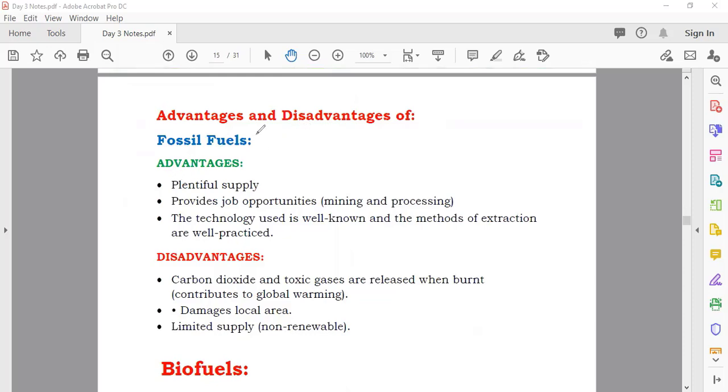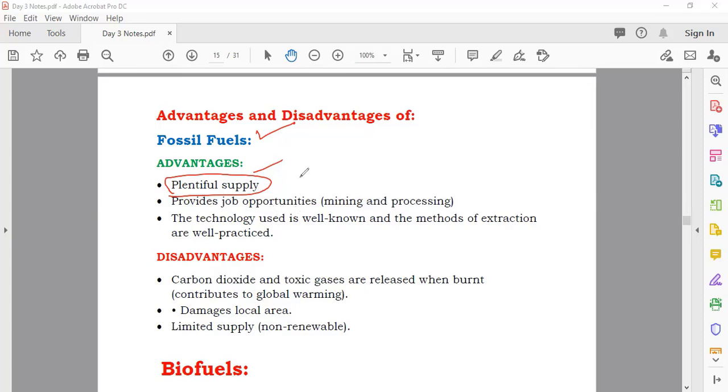Now, if you're using the fossil fuels, it has some advantages. Number one, plentiful supply, which means you have a lot of supply. Like coal, you have a lot. You have oil, a lot. I'm talking about as a whole generally. I'm not specifying one country. I'm talking about on earth. You have a lot.